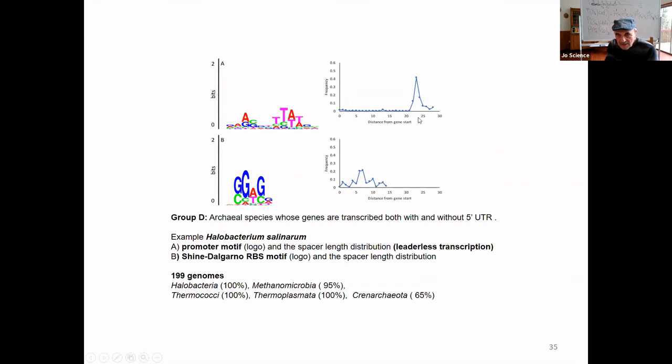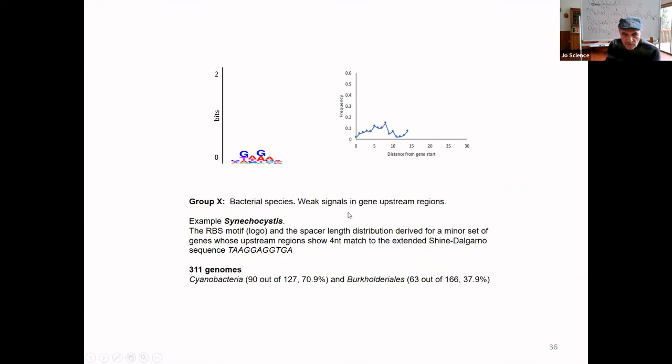In this case, promoters are located on a larger distance from the gene start, 25 nucleotides. And again, inside the operons, you will see standard Shine-Dalgarno RBS sites. And this enigmatic group X, which I mentioned, has very weak patterns and still some distribution of spacer lengths where they are located, but this is cyanobacteria, for instance, which have these weak signals.